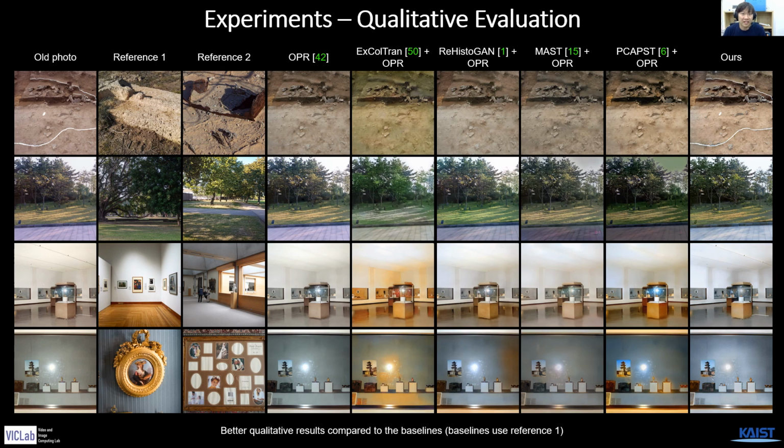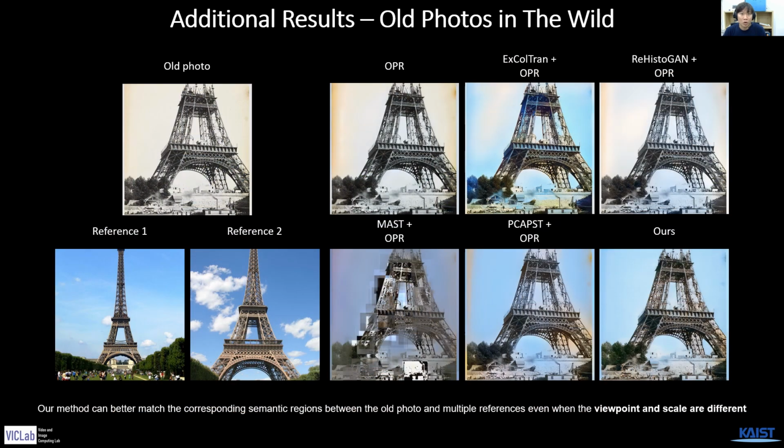Qualitatively, our method is generally able to utilize multiple modern photo references to achieve better modernization, even though it has not been trained with any old photos. The last row of the figure also shows the robustness of our method when faced with unrelated references. In addition, we also show the results for old photos in the wild, where our method can match the corresponding semantic regions between the old photo and multiple references, even when the viewpoint and scale are different.